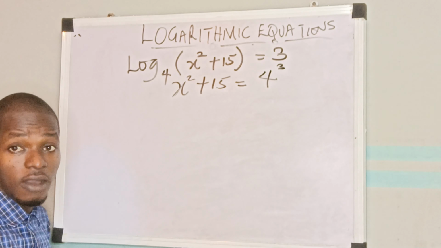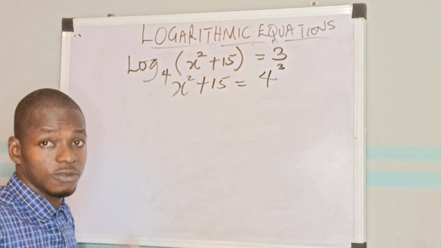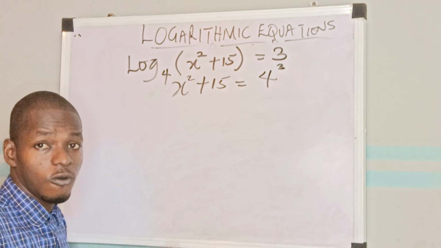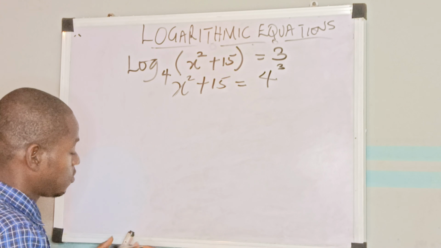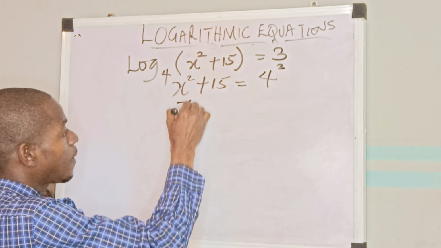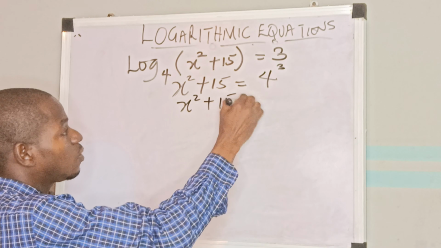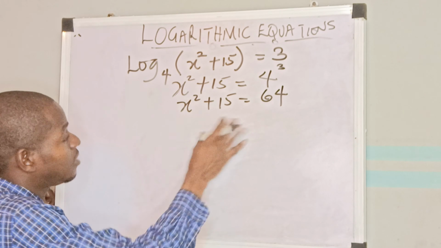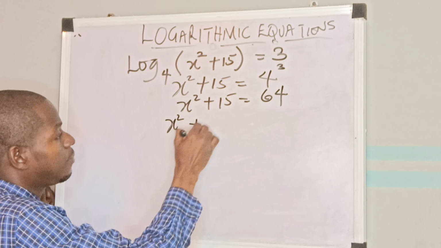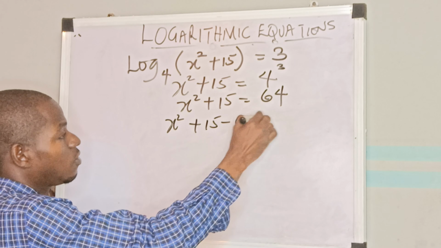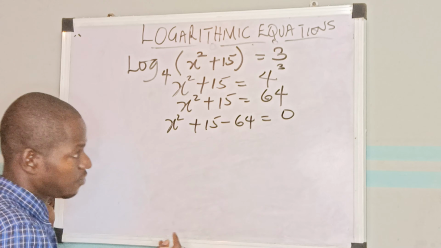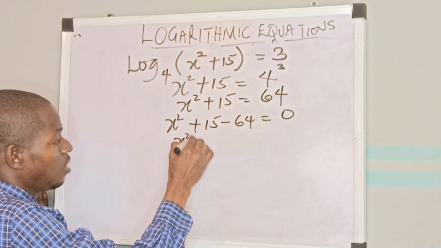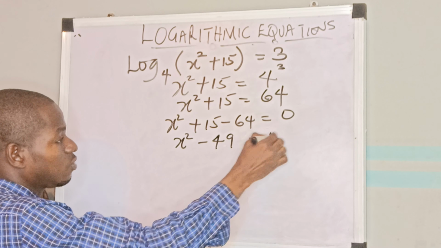Now the first thing you do, this becomes x squared plus 15 equals 4 raised to the power of 3. And 4 raised to the power of 3 is 4 multiplied 3 times, which is 4 times 4, 16, 16 times 4, 64. So this becomes x squared plus 15 equals 64. Subtract 64 from both sides. You have x squared plus 15 minus 64 equals 64 minus 64, which is 0. So 15 minus 64 is negative 49, x squared minus 49 equals 0.